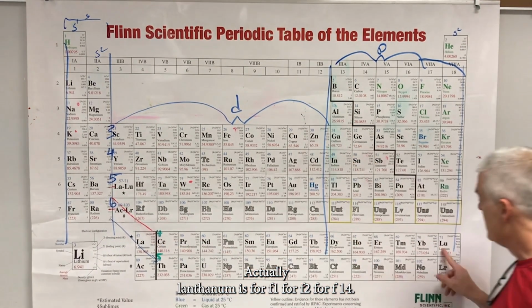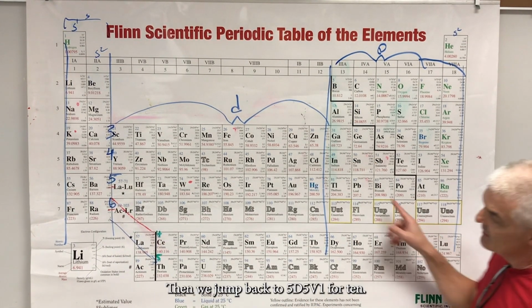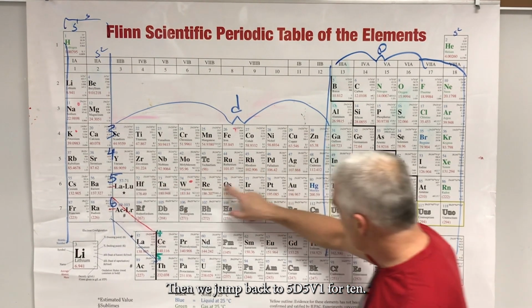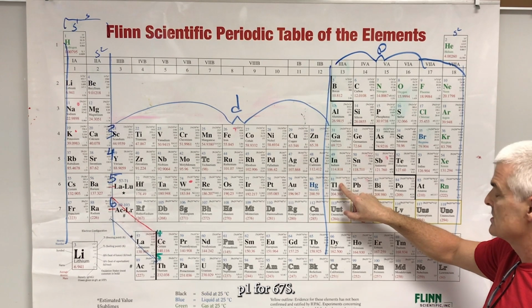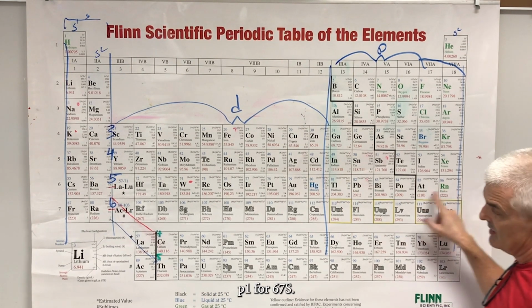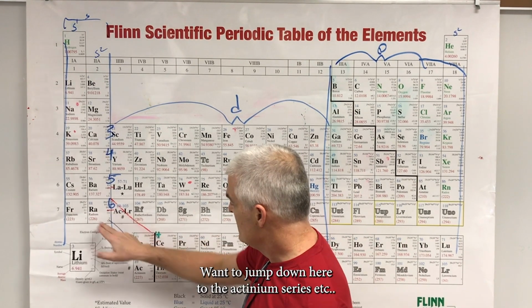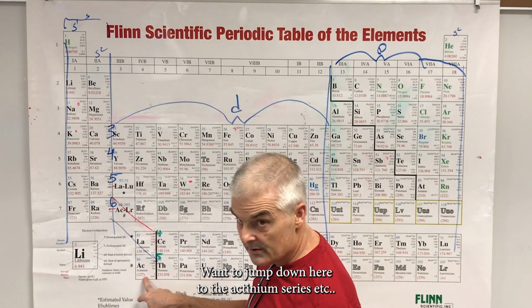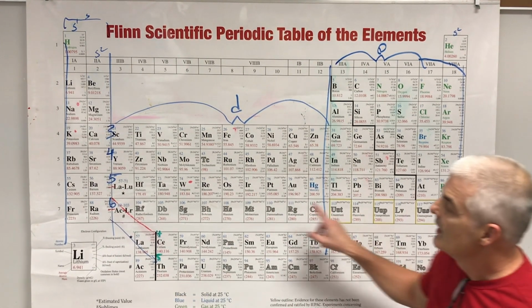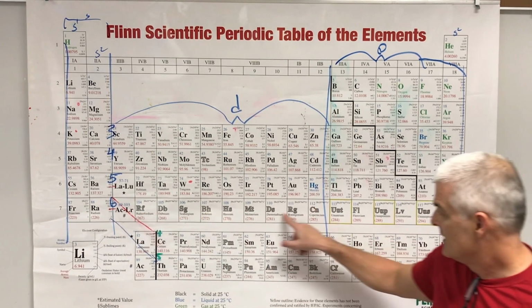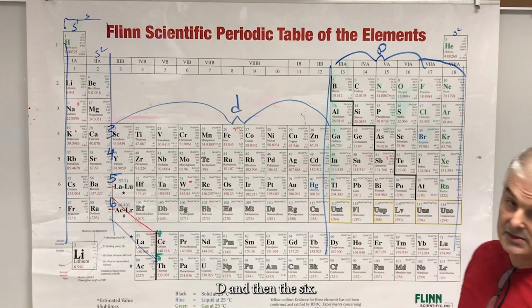4f1, 4f2, 4f14, then we jump back to 5d1 through 10, then we go back to the 6p1 through 6, 7s1, 2, jump down here to the actinium series, etc. And these are going to be the 5fs, and then we come to the 6d, and then the 6p.